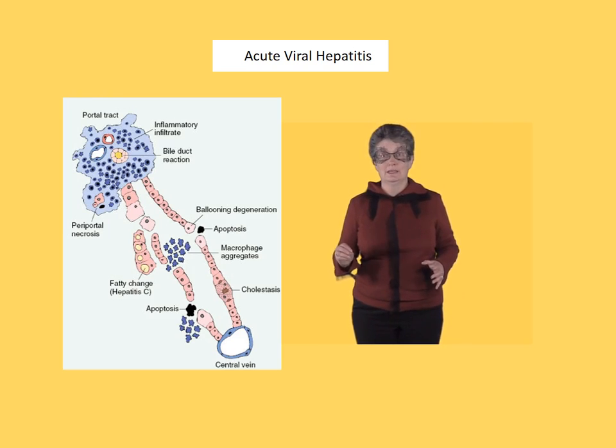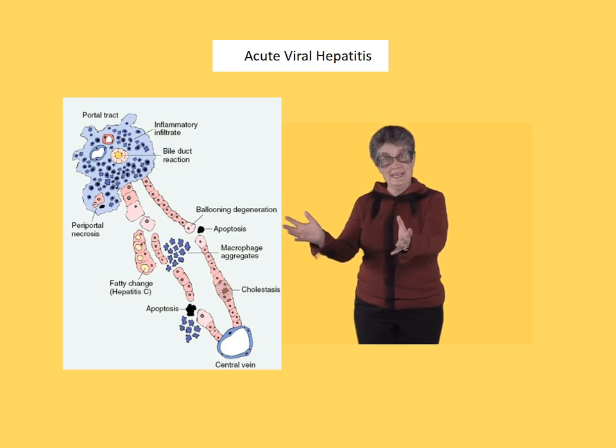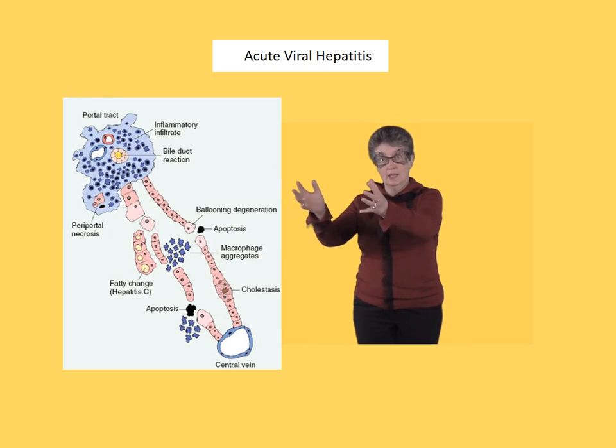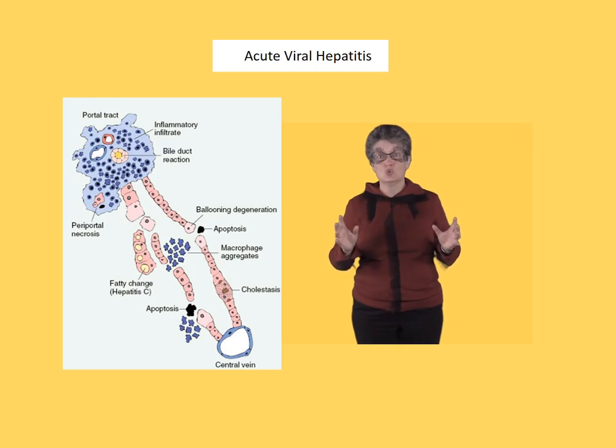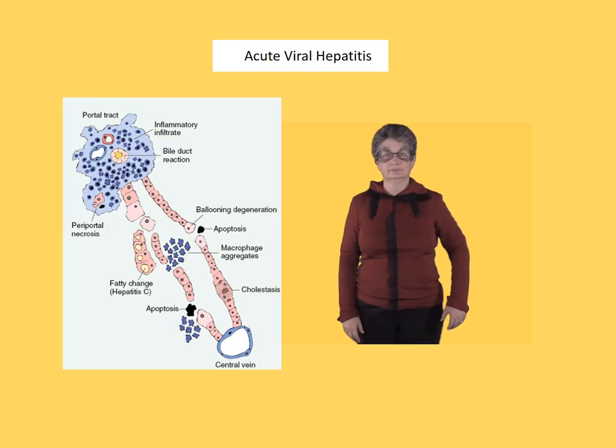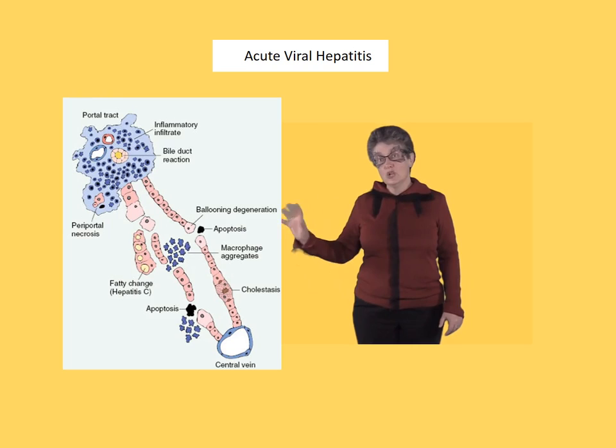In acute hepatitis, there is an inflammatory infiltrate in the portal tract. But the edges of the portal tract remain smooth and intact. The portal tract inflammation is confined to the portal tract. A lot of action is happening in the parenchyma in acute hepatitis.